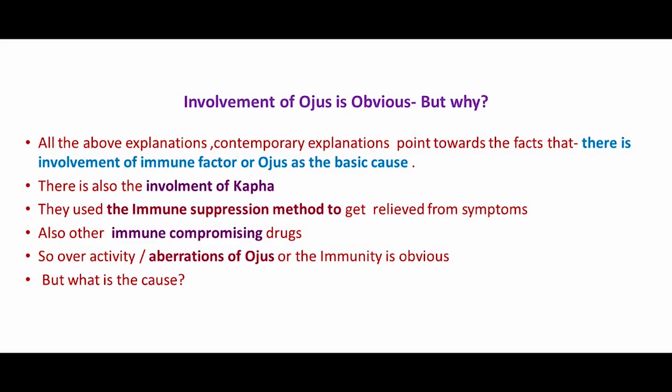There is also the involvement of kapha, that is also clear from the previous slides. They use the immune suppression method to get relief from the nephrotic syndrome, that is also clear. Now also other immune compromising drugs are given in the later phase of nephrotic syndrome, that is also clear. Now the basic question is, why is there aberration of the immune system? This is the basic cause. Let us see that. Next one.